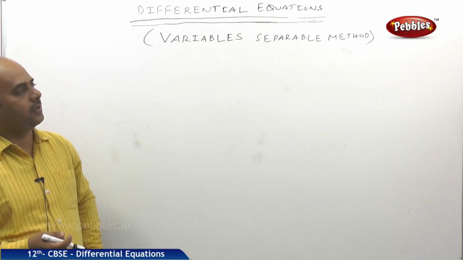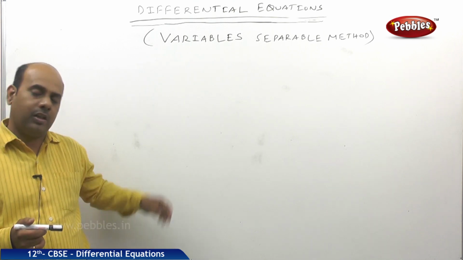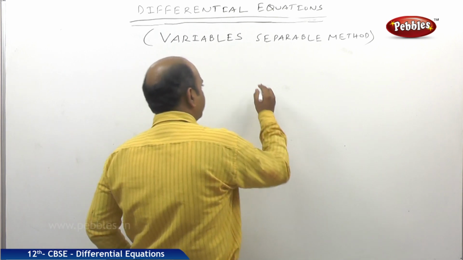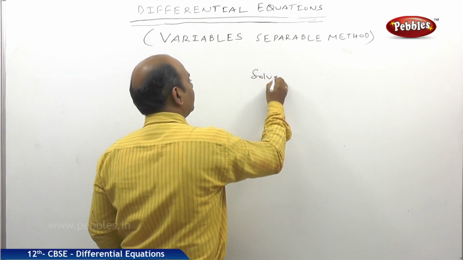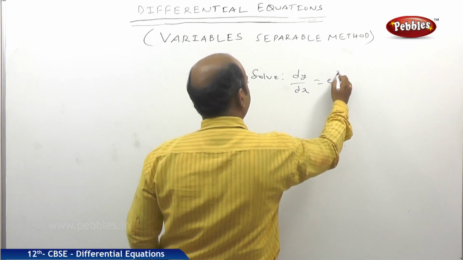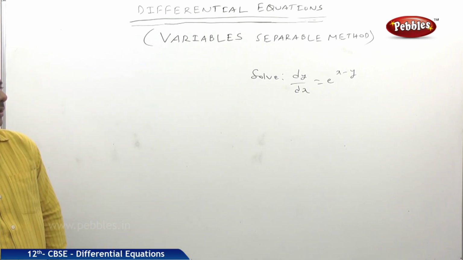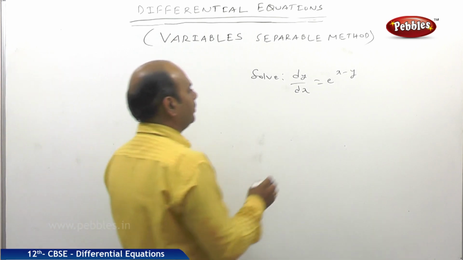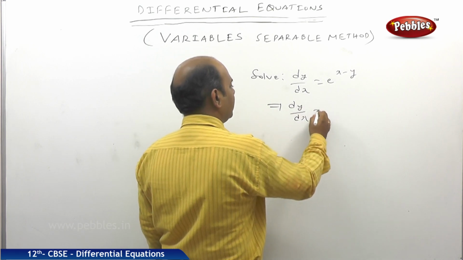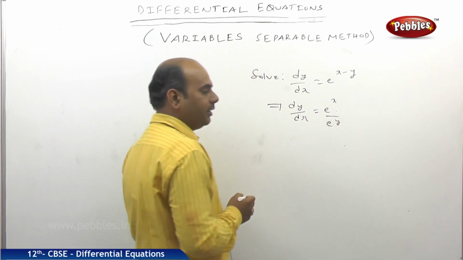The name itself is suggesting to separate the variables. How will we be separating? I'll explain with an example. Suppose a question is given to you: solve dy by dx is equal to e power x minus y. This is the given differential equation. So dy by dx is equal to e power x, and this can be written as e power y.